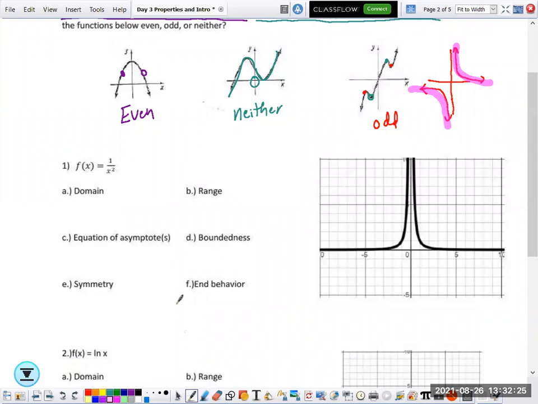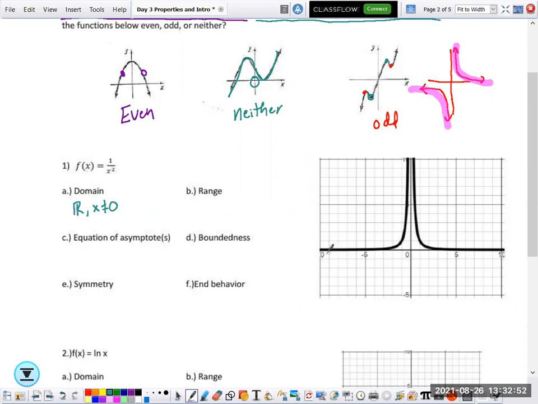At this point, you should have paused the video and tried to fill in as many properties as possible for number 1. When I look at the domain, it's not going to be all real numbers because I have a vertical asymptote here at x equals 0. So the domain is all real numbers, x cannot equal 0.